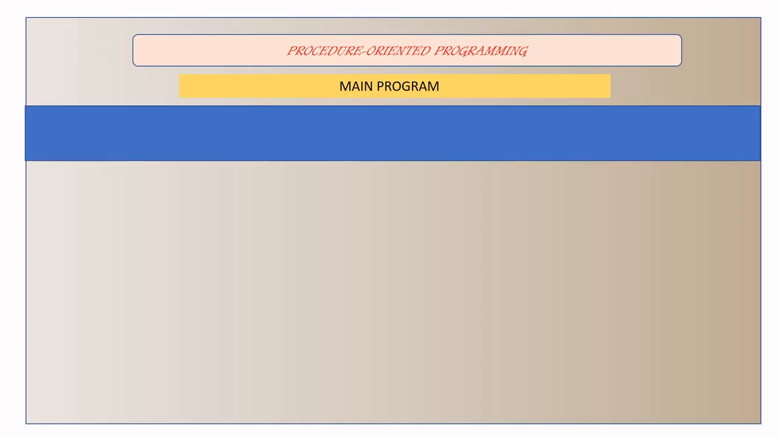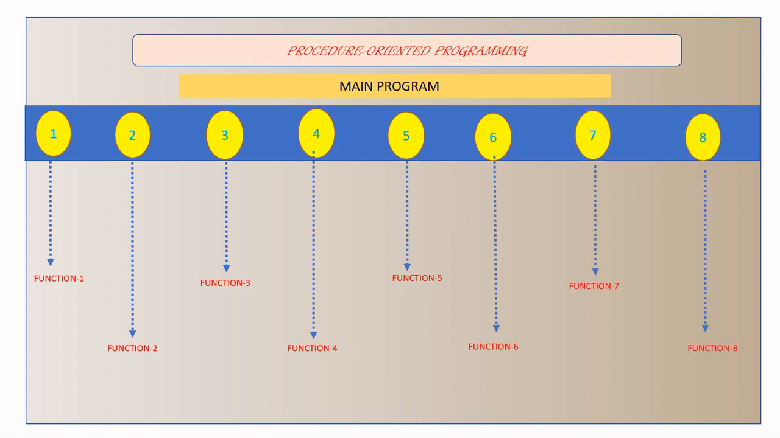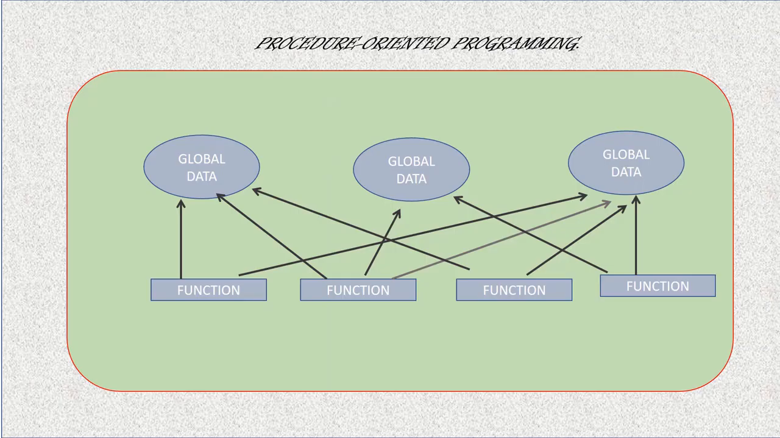In procedure-oriented programming, the main program is divided into many functions. The main program contains the global data, and the global data will be accessed by all the functions. Here the program is divided into 8 functions. The functions access the global data. When you see this diagram, we can identify that the functions can access the global data, which can be used by one another.